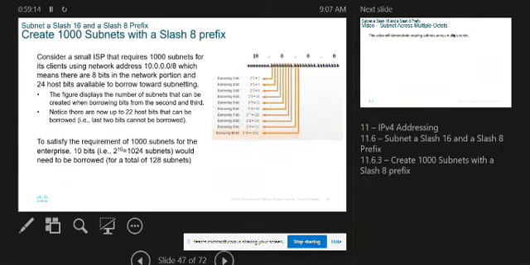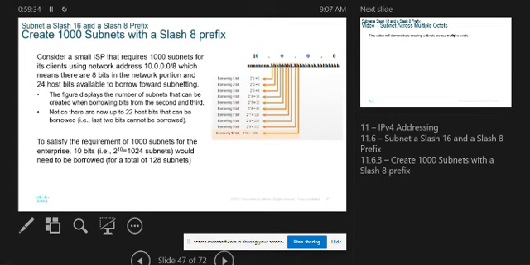Change it up. We want 1,000 subnets. Well, you better go to a Class A. Because remember, Class A by default has 16 million hosts. But it leaves us a whole lot of host bits because we have 24 host bits that we can borrow from.